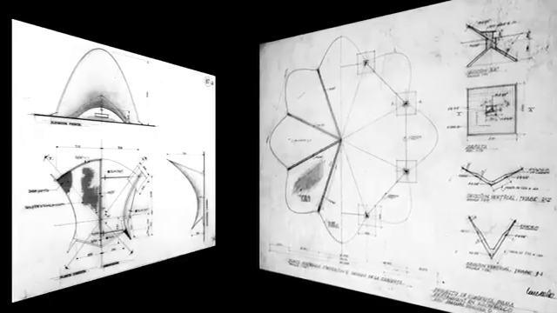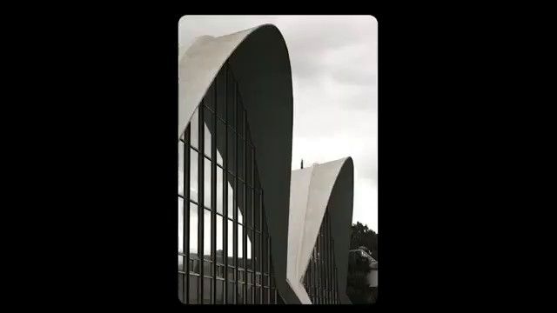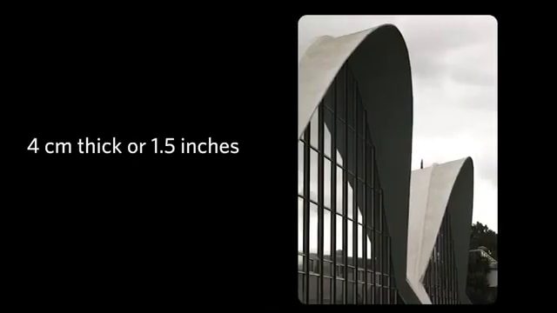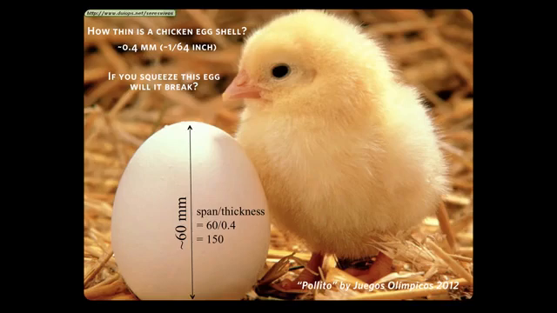Before I continue describing to you Candela's shells, I want to give you a sense for how thin they were. Candela's shell structures were 4 centimeters thick, 1.5 inches in translation. So what does that mean in terms of scale? Let's think of it in terms of an egg. So we're all familiar with eggs. Eggs are 0.4 millimeters thick, or 1/64 of an inch.